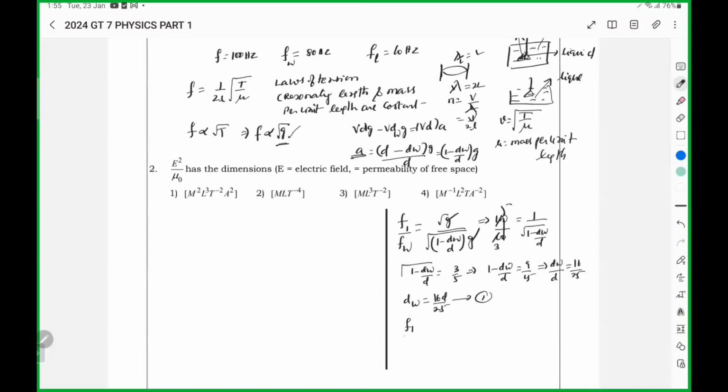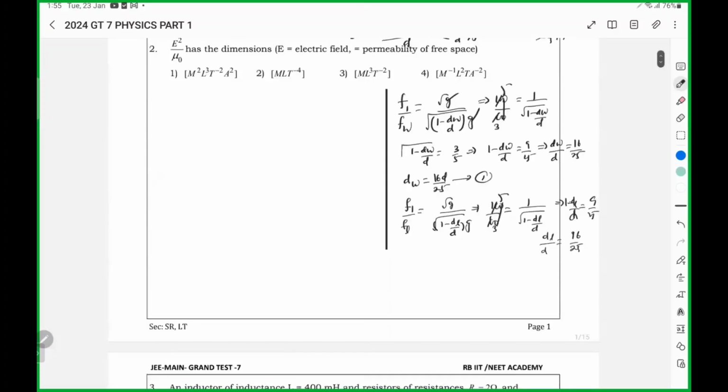Similarly, with some other liquid instead of water, there you get 100 by 60 is equal to 1 by under root 1 minus d_l by d, so 1 minus d_l by d is equal to 9 by 25, and d_l by d is 16 by 25.